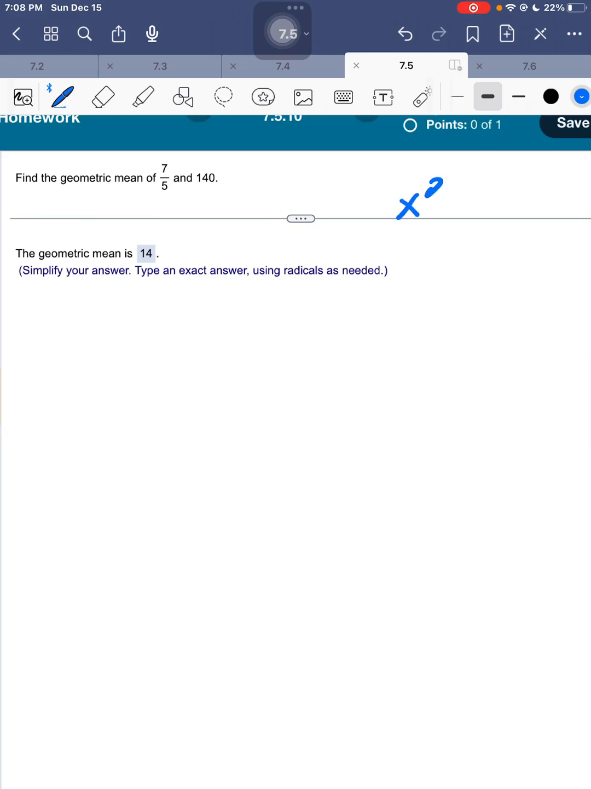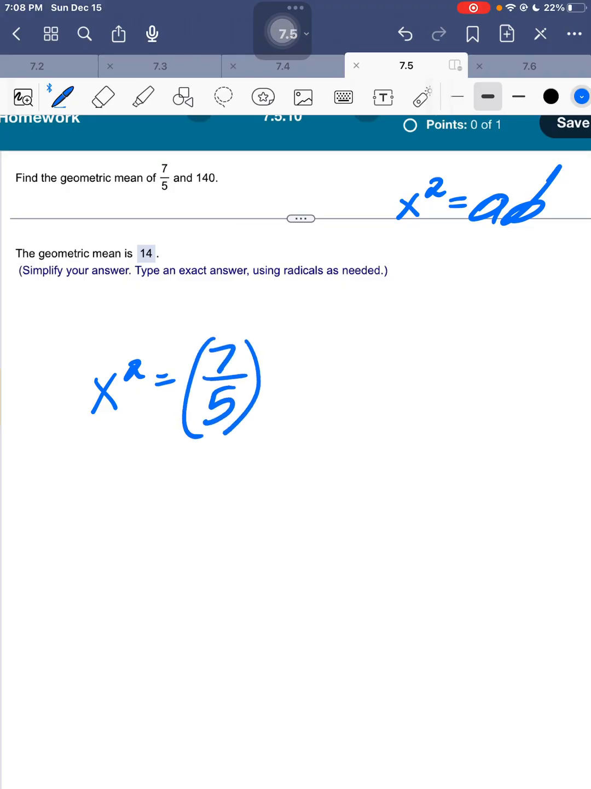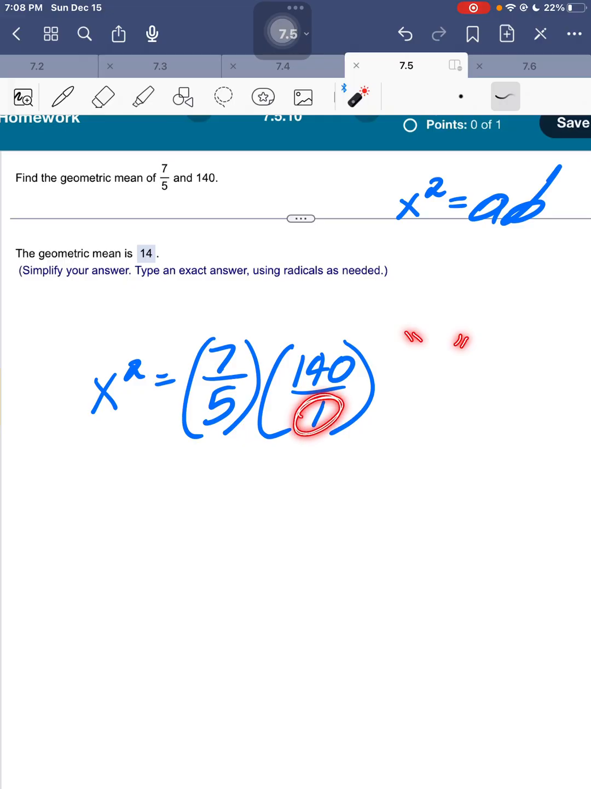Okay, so next one, same thing, right? Just we have fractions, and fractions can be scary, I guess, but we're still gonna do it. Geometric mean, we know that it's AB. So x squared equals 7 over 5 times 140 over 1. The reason I do it like this is because if I'm working with a fraction, I'm gonna want to multiply by another fraction, in quotation marks. This makes it a fraction, right?